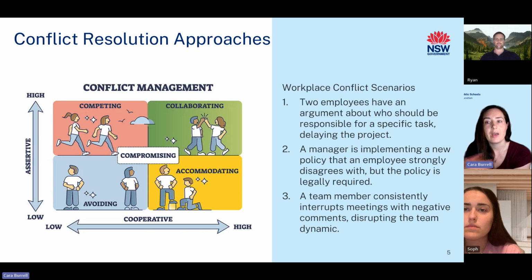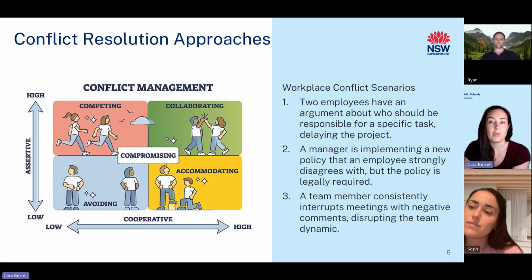So first, we have the competing approach. This is when someone insists on getting their way, even at the expense of others. It can be useful in urgent situations or when enforcing policies, but overuse can damage relationships and trust. Next is accommodating. This is the opposite of competing. Here, someone prioritizes the needs of others over their own. It can help maintain relationships, but may lead to resentment if used too often.